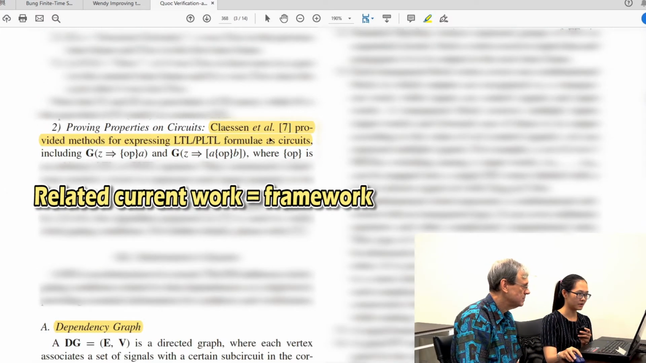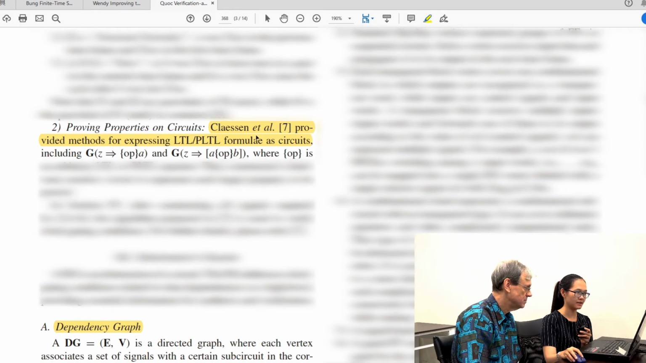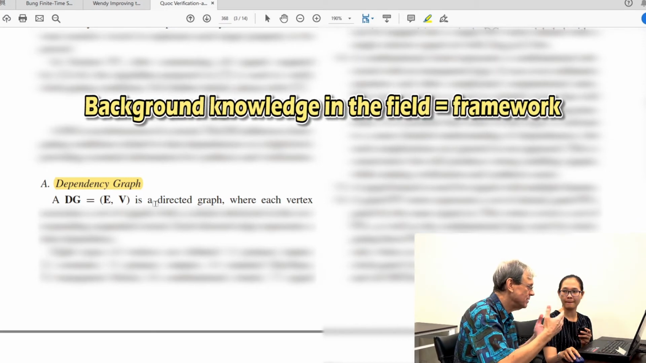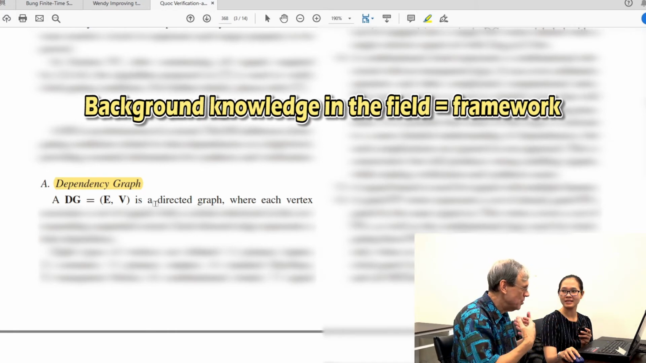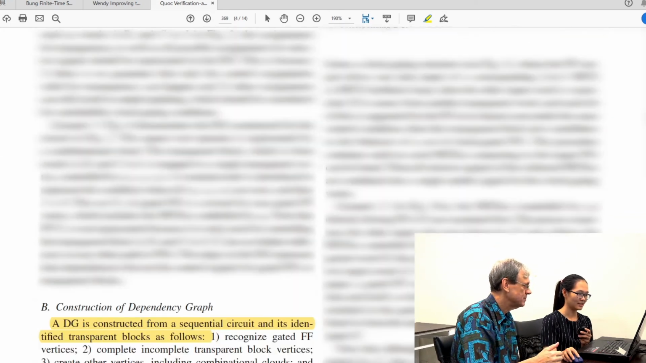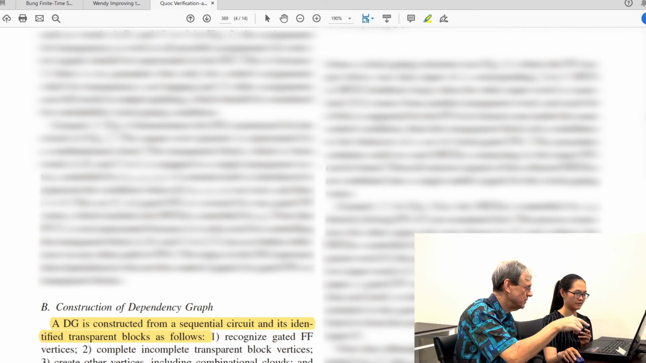And also they talk about the related current work. So we will say that it's the framework components. And here we talk about the dependency graph. The graph is already done before, and now they build their work on this graph. So we also say this is the framework. But again, there's nothing there that specifically marks that. You have to know that dependency graphs are well known in the field in order to say that this is framework and not their work. And that is for the framework in the process. Okay, so we'll look at the other in the next part of the lesson.